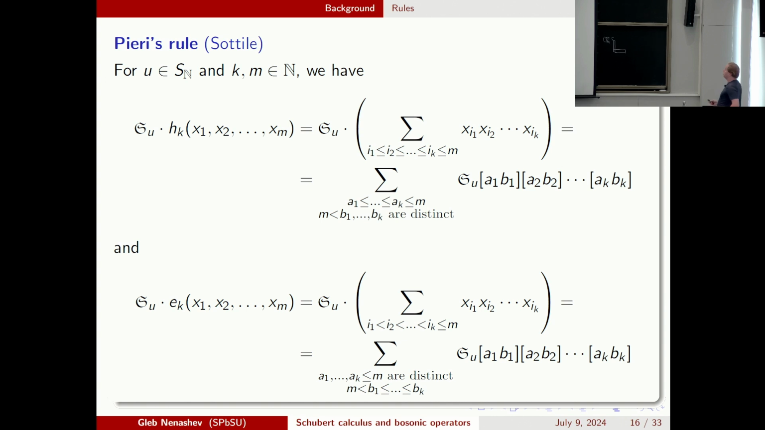And all these rules are from the beginning of the 90s. So it's really old, no new rules in the last 30 years. So that one is positive as well? Yes, yes. What? Sottile, also in the same paper. It is from the same paper as these two rules, but it's harder to formulate, so I don't want to do it.